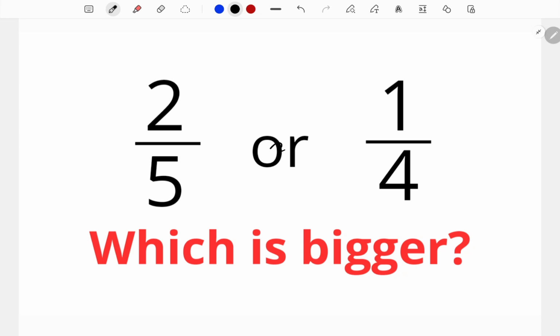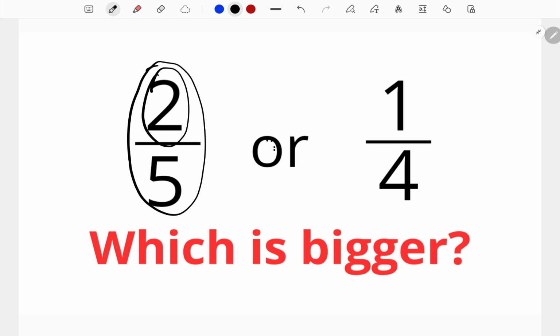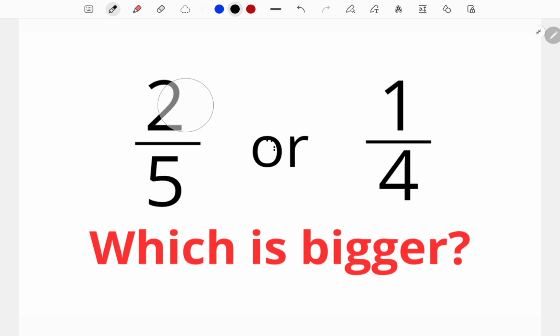A fraction represents a part of a whole. In the case of 2/5, we have the number 2 in the numerator and the number 5 in the denominator. This means we are dividing something into 5 equal parts and taking 2 of those parts.